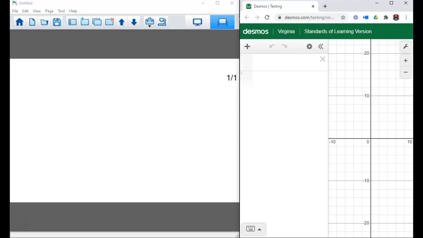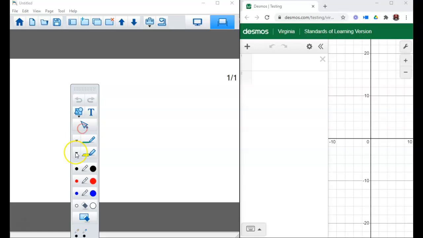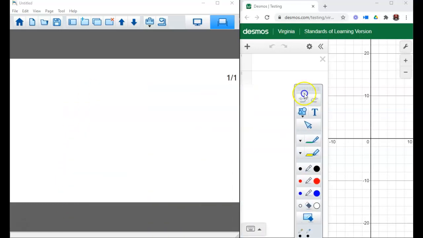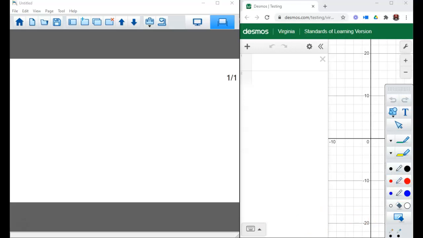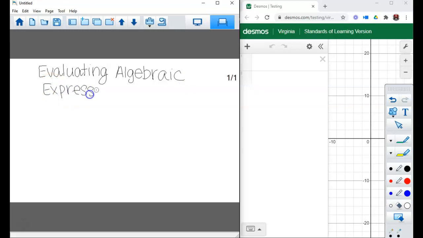Today, I am going to be showing you how to evaluate algebraic expressions. And you'll notice on my screen here that I have pulled up the Desmos calculator. You will find this on the Schoology page. There is a folder for it that says Desmos calculator, and you can pull this up because you're going to be using it on today's assignment.